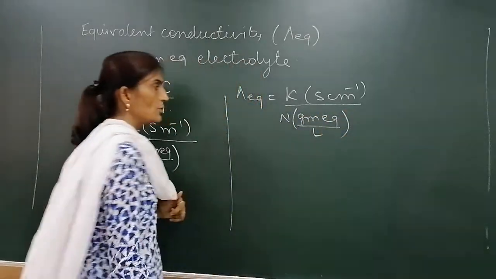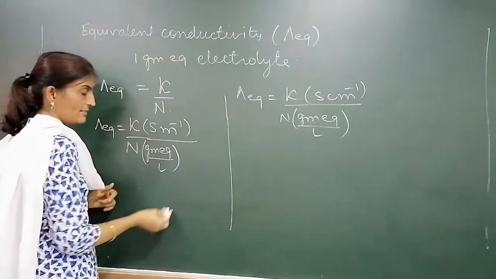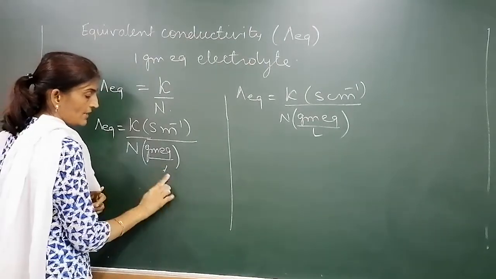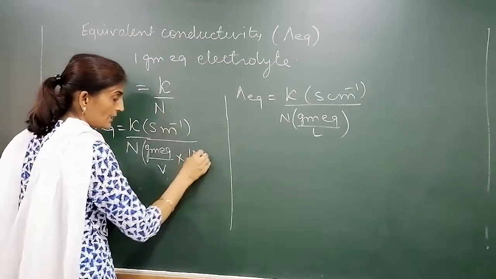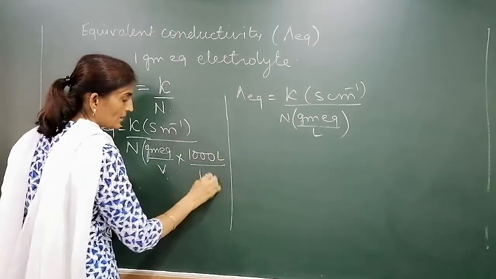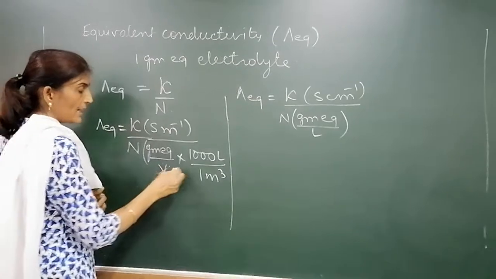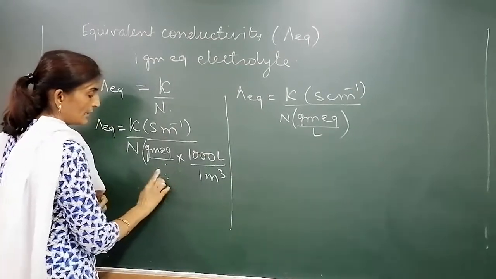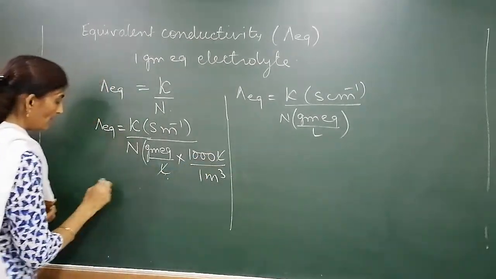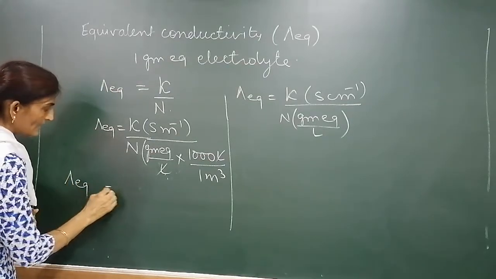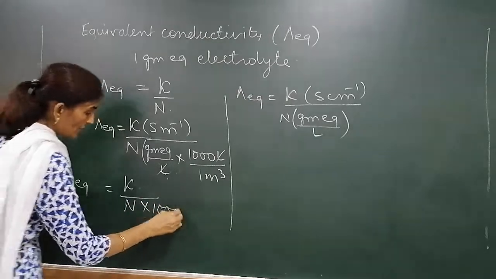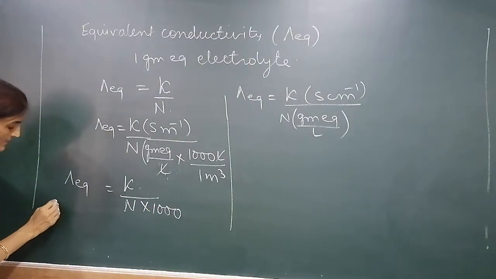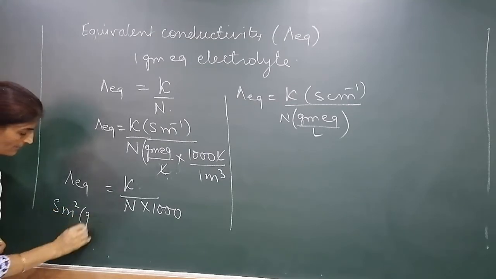What do we have to do? We have to convert this liter into meter cube, as we did before. If you want to convert, then we have to write its conversion factor. We know that 1000 liter is 1 meter cube. Liter will be cancelled, and the formula becomes lambda EQ equals K upon normality into 1000. What's the unit of lambda EQ? It is Siemen meter square gram equivalent inverse.